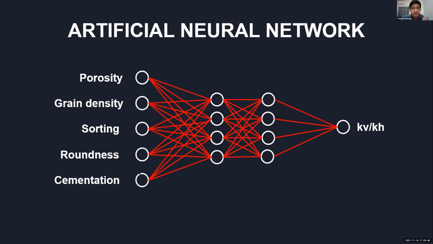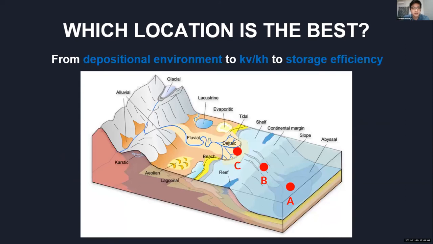So based on this idea, after we can utilize the ANN to predict this kV over kH, it is expected that when we input this data, it can automatically give us the ratio of kV and kH. So that's really important, because if we do this, here, for example, you are given a facies model where there is a lacustrine or glacial deposit, or in the alluvial or perhaps a turbidite system. You can determine from this facies model which location is the best to store the CO2.